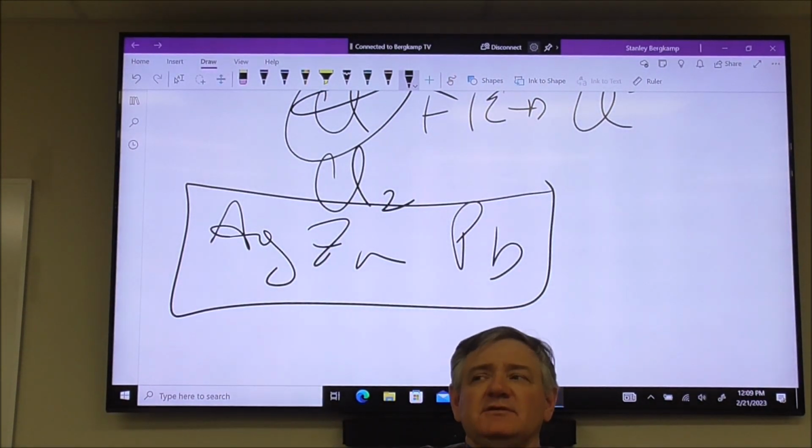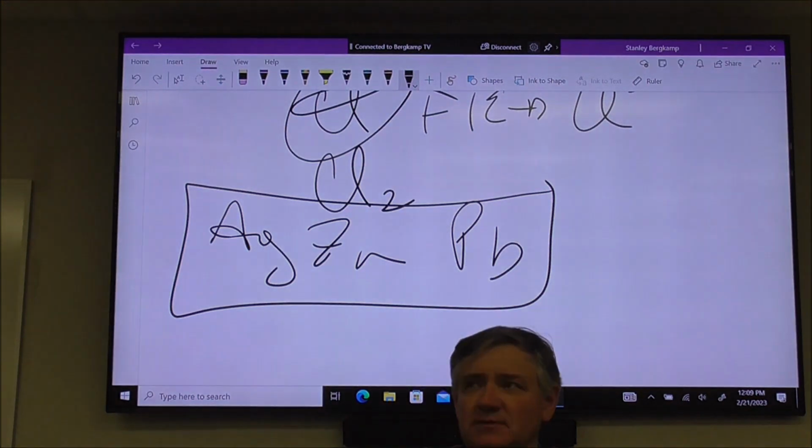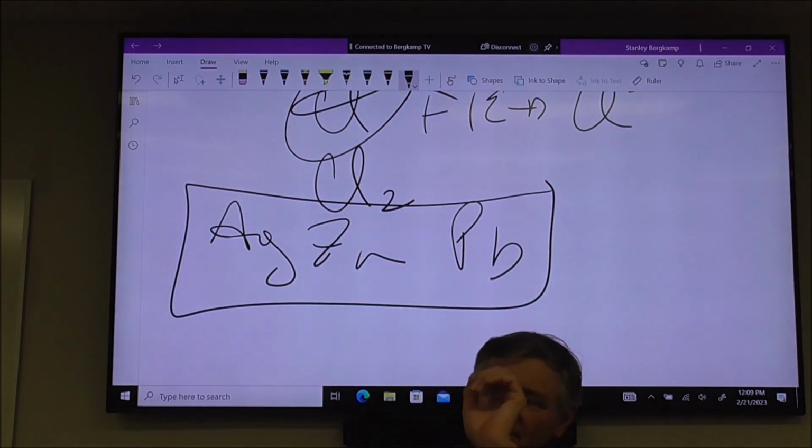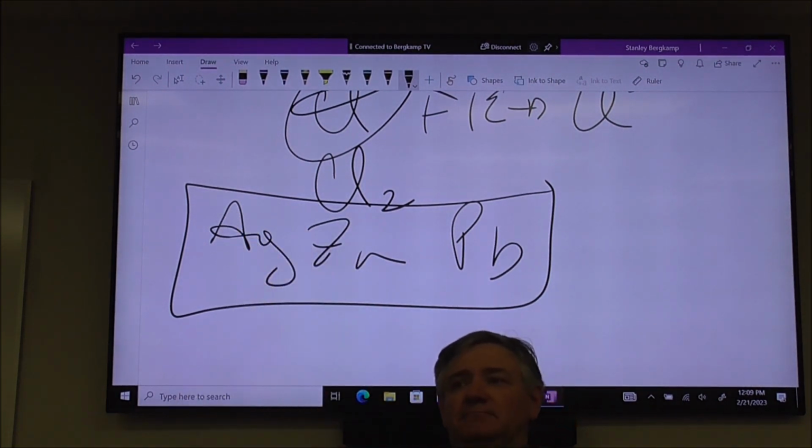Where would you find the best reducing agent? Top left, top right, bottom right? Bottom left. Top right. Bottom right. Maybe bottom left. Then it wants to lose electrons.